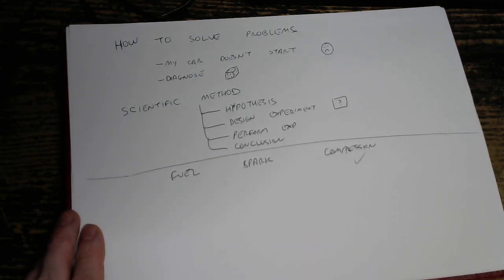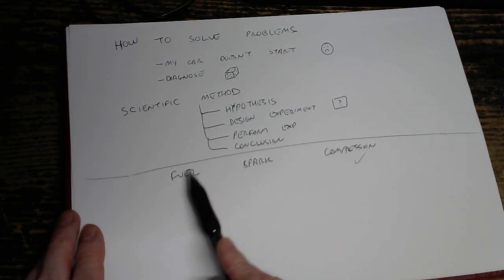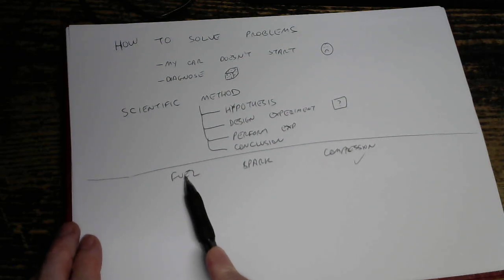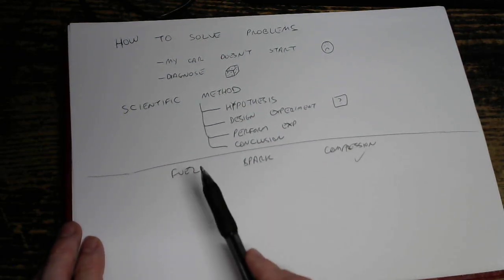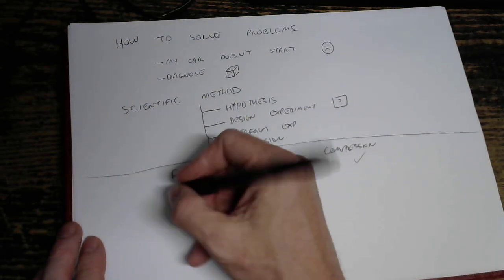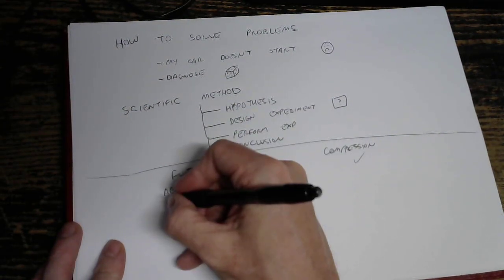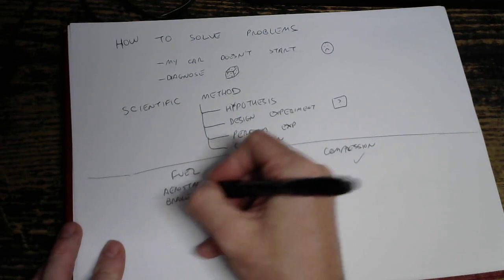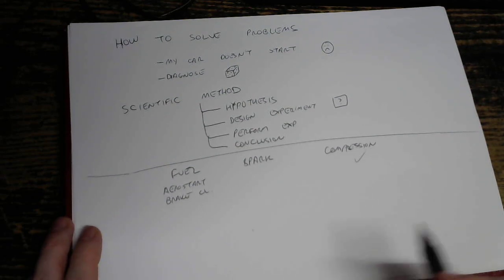So fuel and spark are the other two. Now, how would we test if the fuel is a problem or the spark is a problem? I'm going to pick fuel first of all. That's really easy. All you need to do is try and fire it up on Aerostart or brake cleaner or start your bastard or whatever your favourite thing that burns easily is.